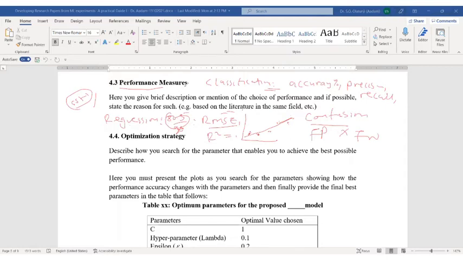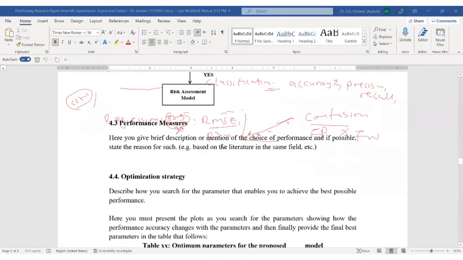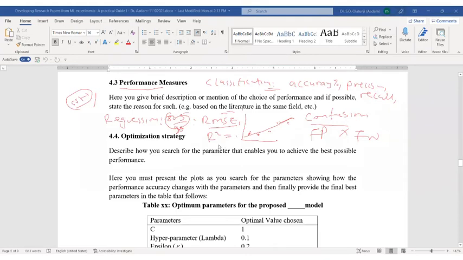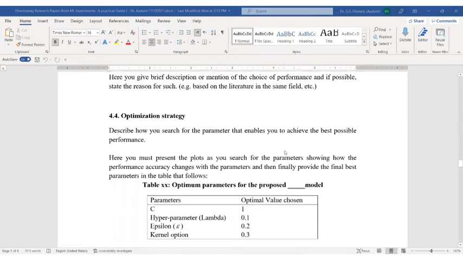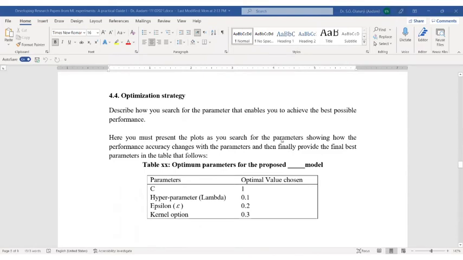Now, having discussed performance measure, we now look at the optimization strategy. You see, this optimization strategy, I mentioned it under the description of experiment. When you're describing your experiment, I told you sometimes we might have to be changing the value of the parameter, like K. So how do we change it? This is very, very important. The optimization strategy here is for you to describe for us how you search for the parameter that enables you to achieve the best possible performance.